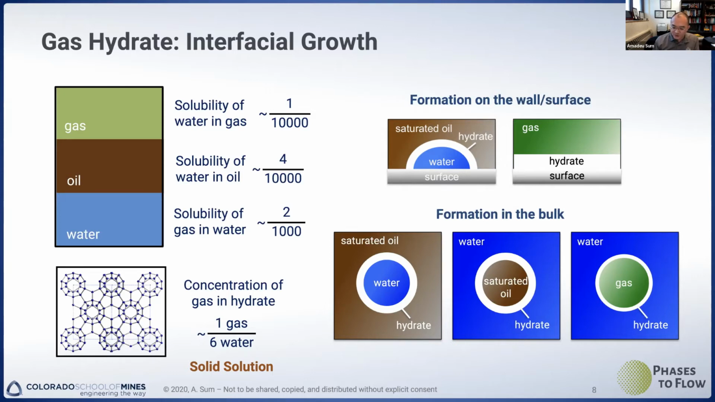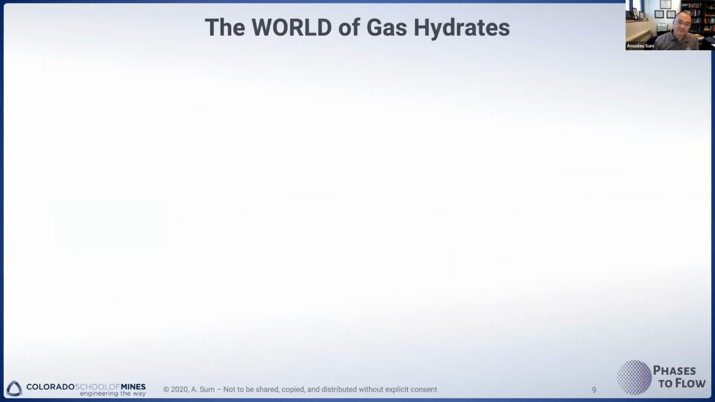But where most hydrates form, we have this ratio of about 1 gas to 6 water molecules. And so this, in a way, defies conventional wisdom that water and gas don't mix, but they do in hydrates. And that's why we say that we have a solid solution. This ratio here is very much what you would find in any other kind of miscible system, but instead of being a fluid phase, it is in a solid phase.